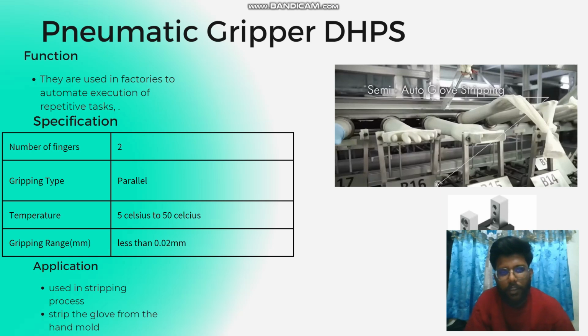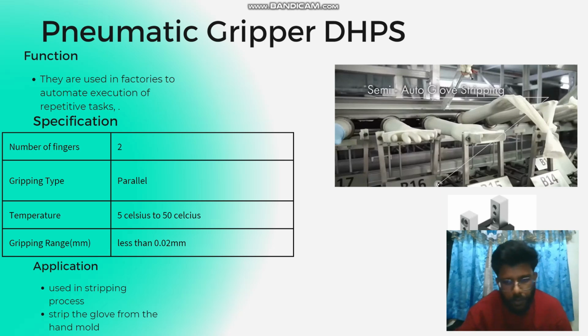The actuator that we chose is the pneumatic gripper DHPS. The function of this pneumatic gripper is that they are used in factories to automate execution of repetitive tasks. The specification of the pneumatic gripper is that it's a parallel gripping type with two fingers to hold and control workpieces. By removing the need for manual intervention, it boosts efficiency and workplace safety also.